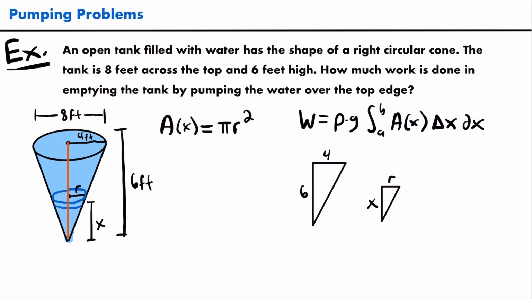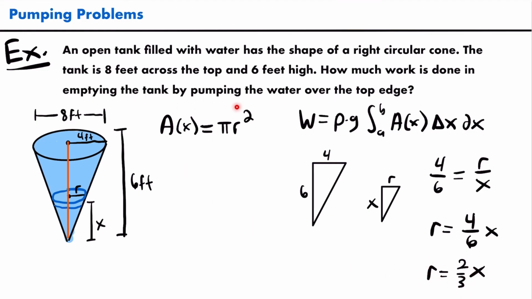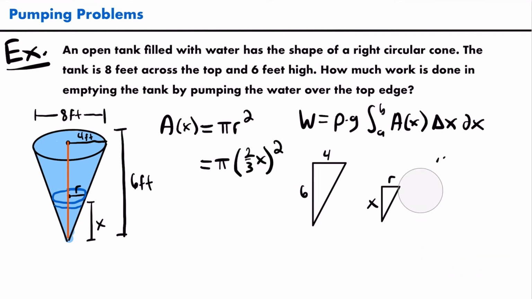And so now we can use similar triangles by saying that 4 is to 6 as r is to x. And that looks like this: 4 is to 6 as r is to x. And so now we can solve for the radius by multiplying both sides by x, and we'll have that the radius is equal to 4/6 times x, and 4/6 will reduce to 2/3, and so the radius is equal to 2/3 times x. And now we have expressed the radius in terms of x. And so if we go back to our cross-sectional area, the cross-sectional area of one of these slices of water will be equal to pi times 2/3 times x, squared. All right, so that's the cross-sectional area.